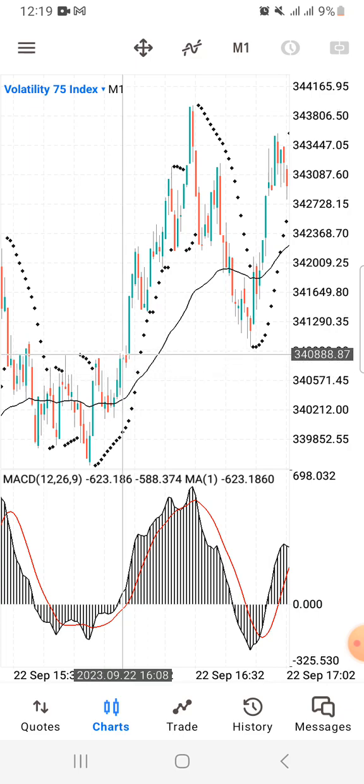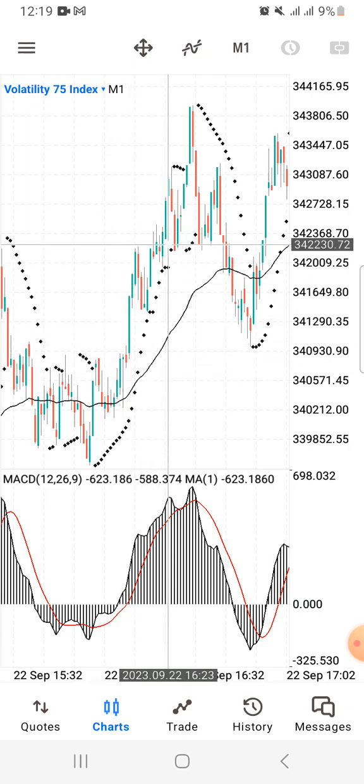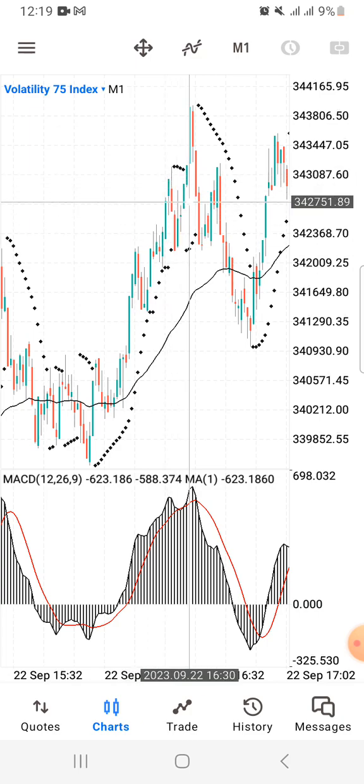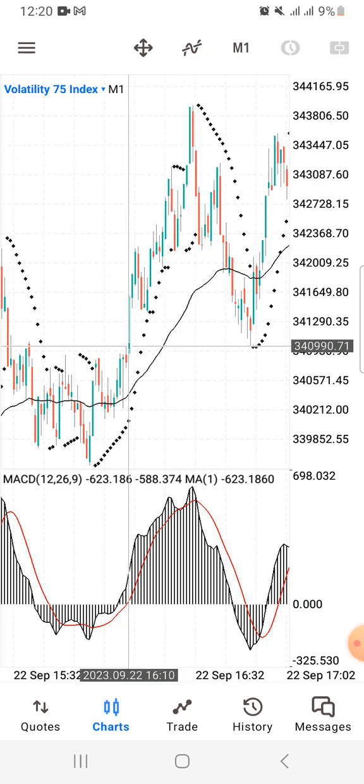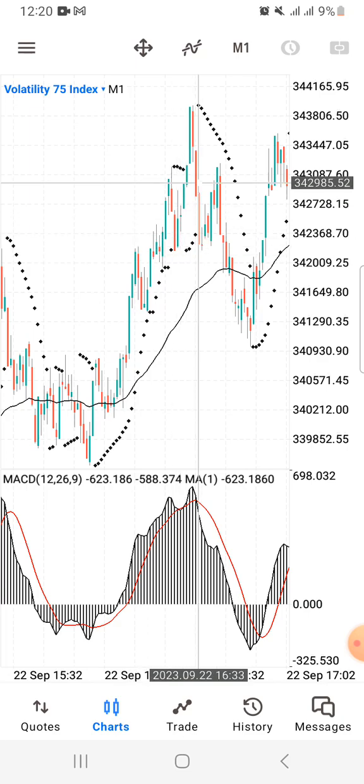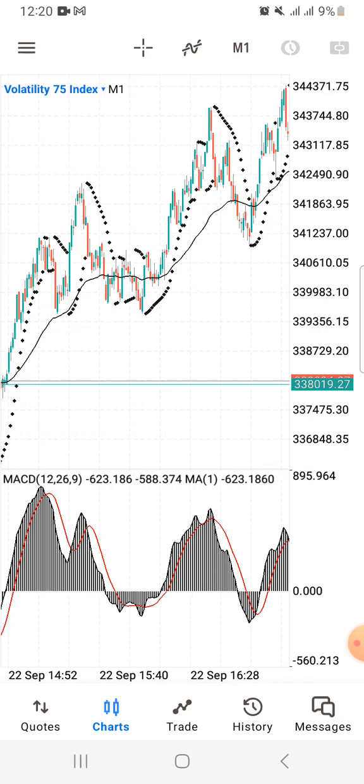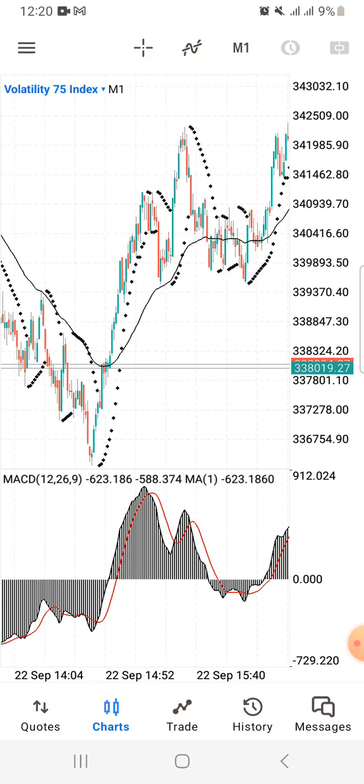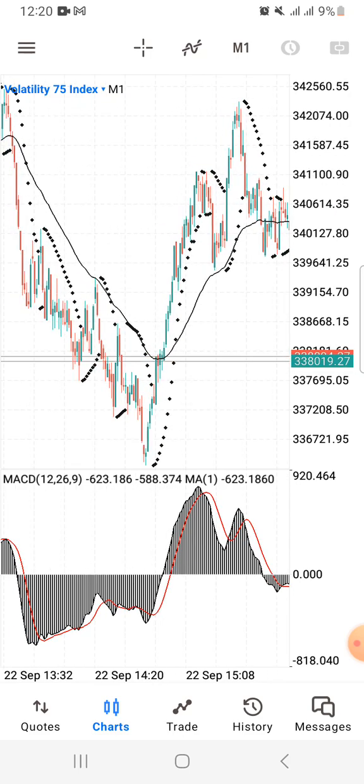So you can see when you place your buy trade over here, you can see the move that it has made. It has gone up. If you bought over here, it would have been in profit. Yeah, so that's how it is. Let me see whether I can get another buy. So it is another buy.